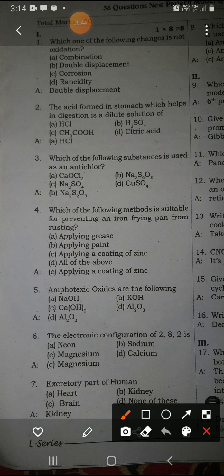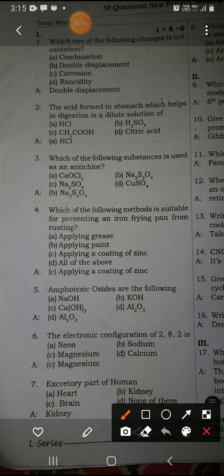So next, I hope you understand the question. So the next question is: amphoteric oxides are the following. We have discussed in the chapter on metals that amphoteric oxides, which is nothing but Al2O3, aluminum oxide. Remember that these are called amphoteric oxides, aluminum oxide, right? Al2O3. Fine.